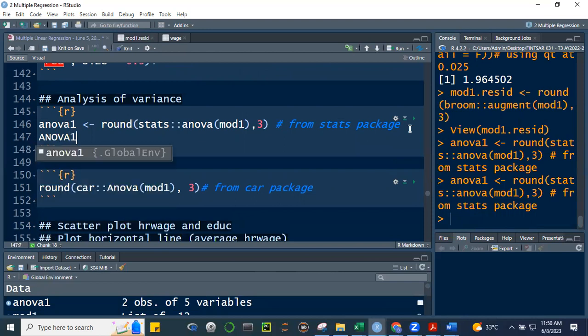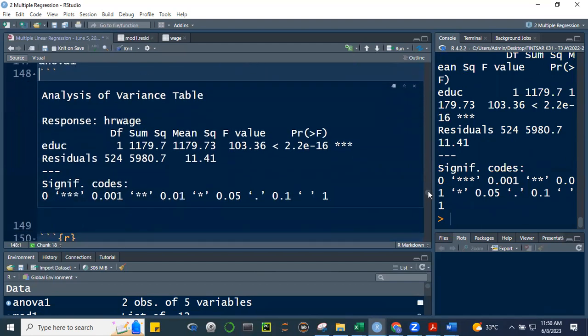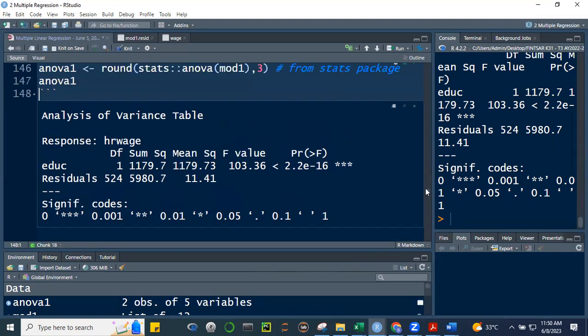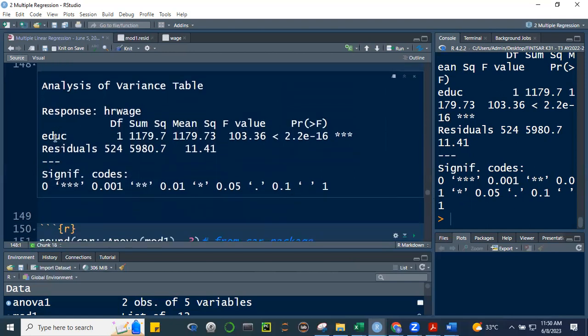ANOVA 1. All right, so take a look at this class. We have ANOVA, analysis of variance, and it defines what our response variable is. Okay, this is ANOVA Model 1, right? Model 1 consists of your predictor, which is education.